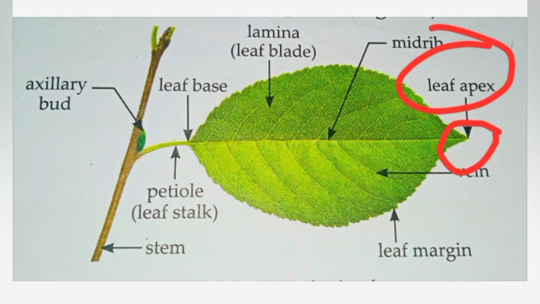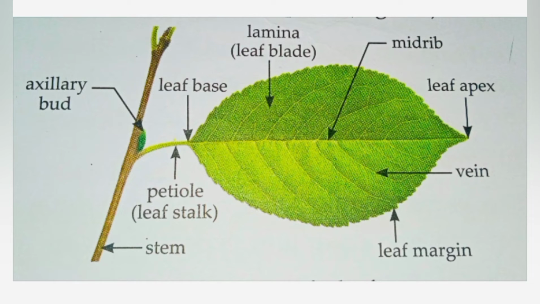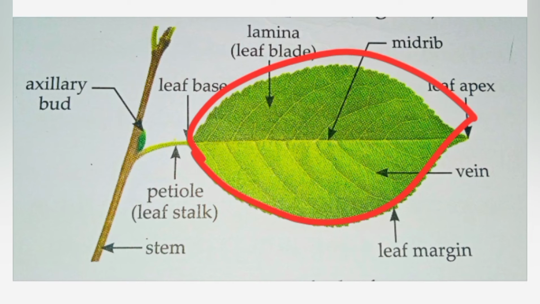Now the main function of the lamina. What is the function of the lamina? The main function of the lamina is the manufacture of food, or photosynthesis. As we all know, leaves are regarded as the kitchen of the plants. So where will the procedure of making food take place? We need a kitchen, right? So this lamina is the kitchen, actually. It's a very significant feature of a leaf.